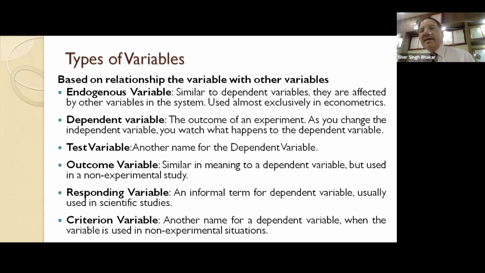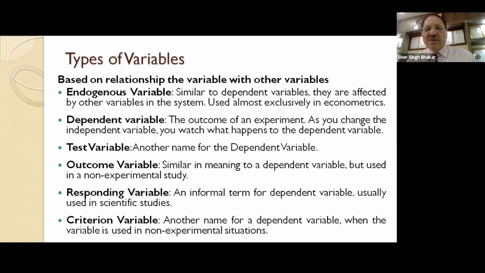Test variable is another name used for the dependent variable, but it is used in case of experimental studies. Test variable, or the variable under test, as we call it, is another name given to the dependent variable and used for experimental studies only. Outcome variable is again another name for the dependent variable used in experimental studies. So the dependent variable is given two different names in experimental studies: test variable and outcome variable.